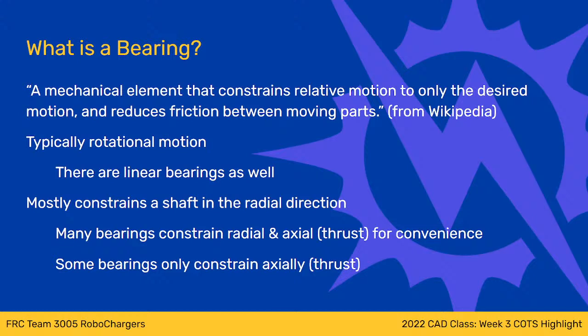A couple little terms that we need to understand. Usually a bearing constrains a shaft, right? We're talking about rotational motion. It constrains a shaft in the radial direction. So radial is basically outwards, away from the shaft, right?